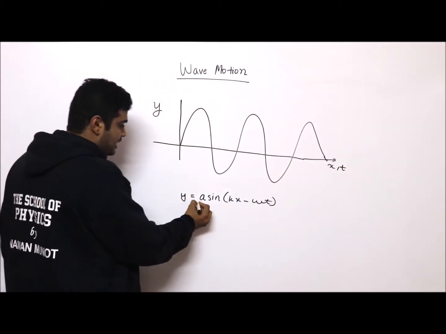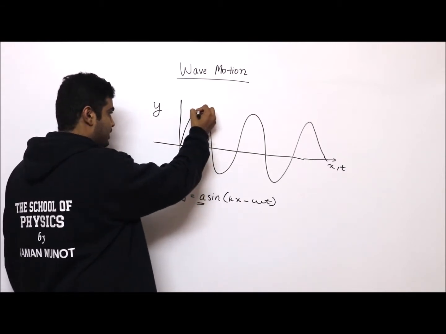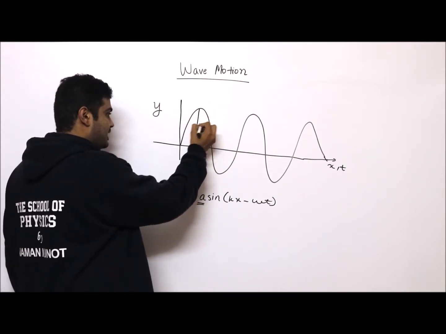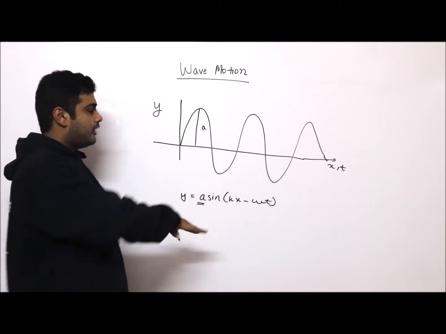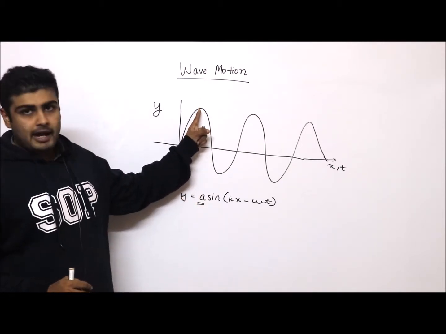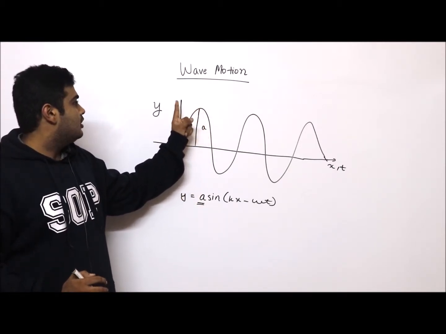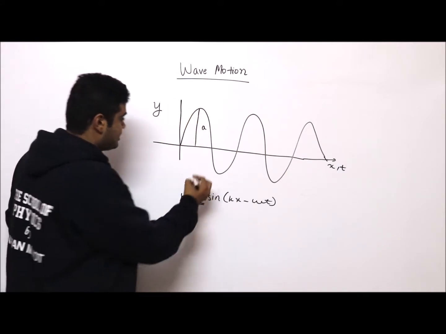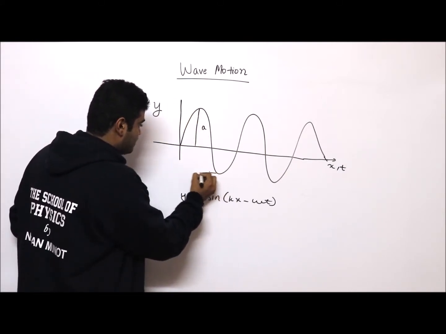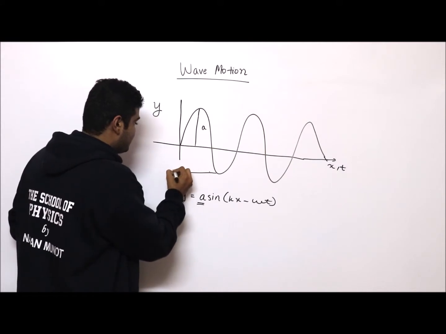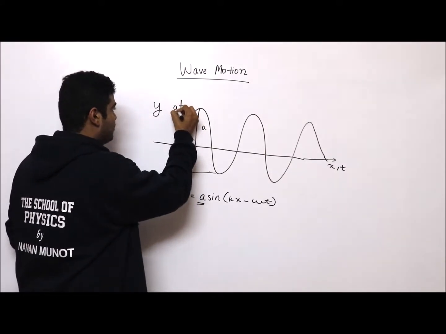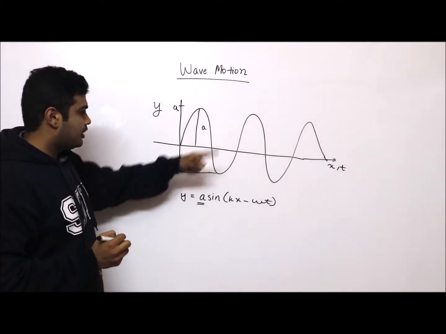So what is this A? A is the amplitude, that is the maximum displacement. It is a sinusoidal curve. This is the maximum y which this wave can reach, and this is the minimum y, which is equal to minus A. So this is minus A, this is plus A. This is a sinusoidal curve.